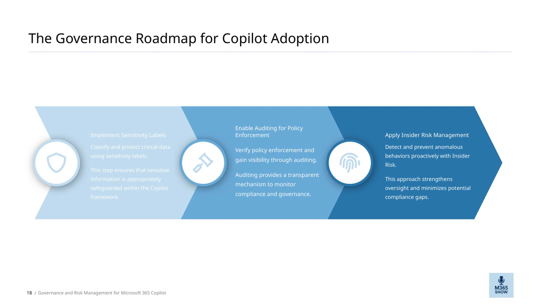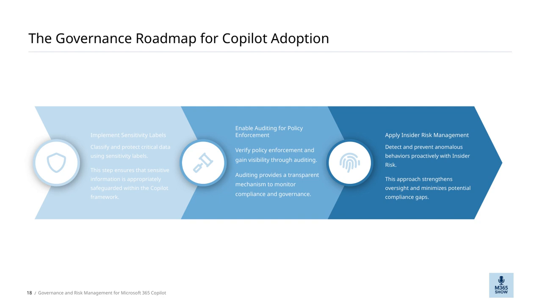First, it's crucial to detect and prevent any anomalous behaviors proactively, and we do this through insider risk management. By applying this approach, we can strengthen oversight and help minimize potential compliance gaps before they become bigger issues. Next, we need to verify that policies are being enforced effectively. This is where auditing comes into play. Auditing provides a transparent mechanism to monitor compliance and governance, giving us visibility into how data and policies are being managed.